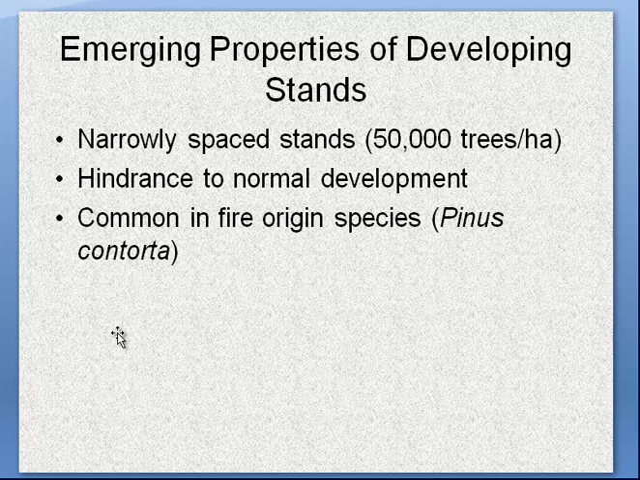Okay, and this is just some little sidebars I wanted to add. This is emerging properties of developing stands. If you have some crazy thing like 50,000 trees per hectare, like you have in Pinus contorta after fire, it literally stagnates the growth of the forest. That's one of those oddball things. It rarely occurs.